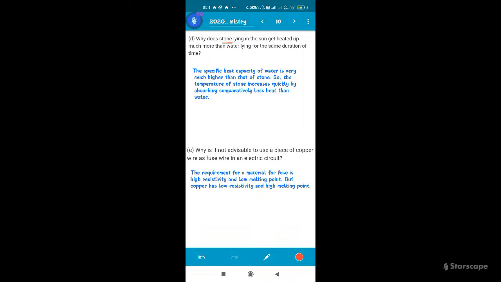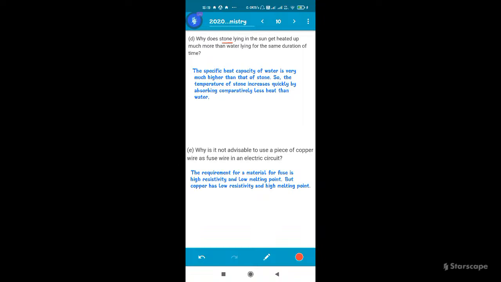And in the same way, water will also take a long amount of time to cool down. And you know that this is the reason for the cool climate in the coastal areas. So this concept has been used here. So as a result, we can say that a stone lying in the sun for the same amount of time will get heated up quicker as compared to water. Okay, let's move on to the next question now.